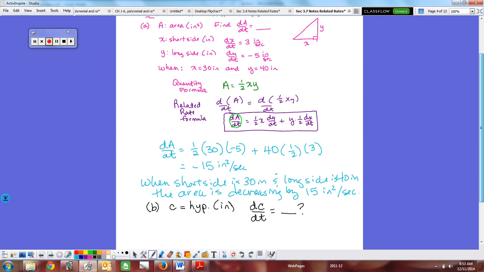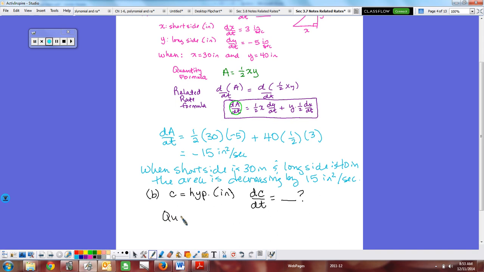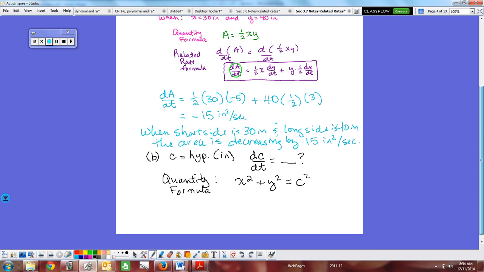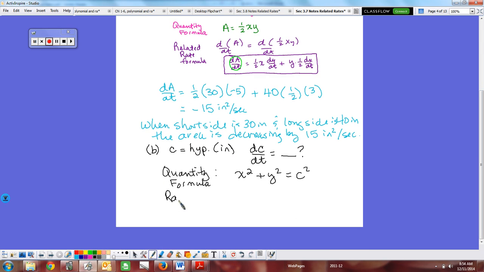Now, when I go to get a quantity formula, the only thing that changes here is now I need to relate the quantities x, y, and c together. And you're like, oh, it's a right triangle, so x squared plus y squared equals c squared. There is my quantity formula. And all I'm doing to get this is using geometry. I mean, what information do I know about right triangles? So once I have that, then I have to find my related rate formula. So I take my derivative: 2x dx/dt plus 2y dy/dt equals 2c dc/dt.